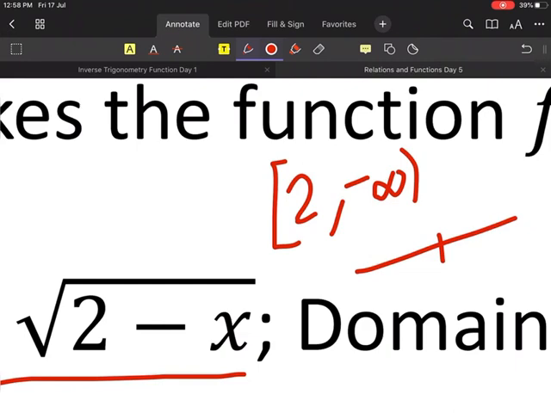Excuse me, sir. Let me correct myself. It's not a big bracket, it's the first bracket. First bracket, minus infinity, comma 2, third bracket.